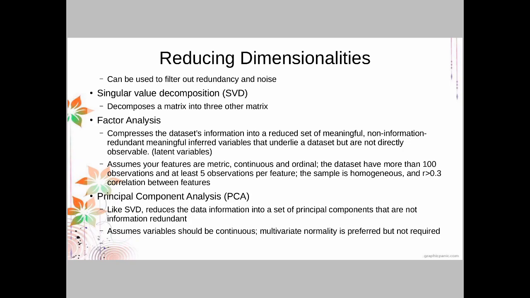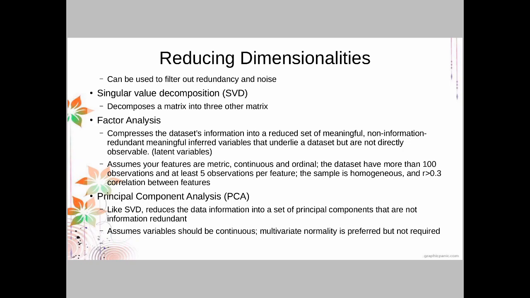And then we have factor analysis. It compresses the dataset's information into a reduced set of meaningful, non-redundant inferred variables that underlie a dataset but are not directly observable. So in factor analysis, for example, dimensions 1, 2, and 3 can be further compressed, or summarized, in dimension A. That dimension A is your latent variable. It assumes that your features are metric, continuous, and ordinal. The dataset has more than 100 observations and at least 5 observations per feature. The sample is homogeneous, and there is at least 0.3 correlation between the features.